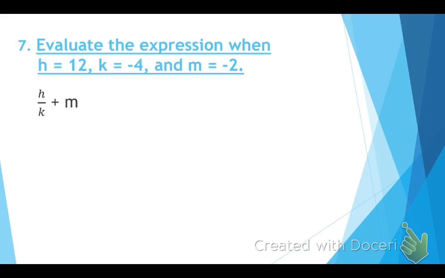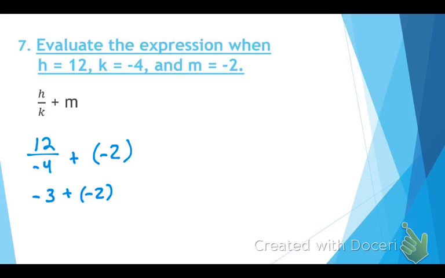As I look at a lot of your boards, many of you did not plug in the correct answer. What is H? H is 12. What is K? -4. Okay. On the quiz, many people forgot to attach that negative with it. Then, plus a -2. According to PEMDAS, I've got to divide first. What's 12 divided by -4? -3.